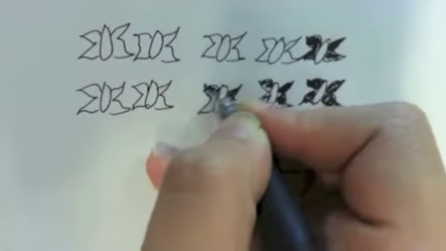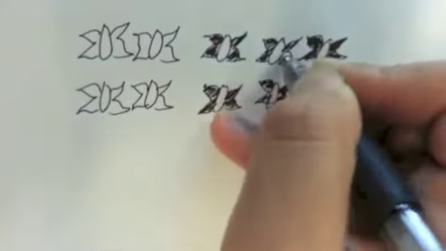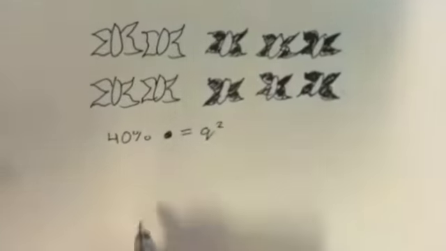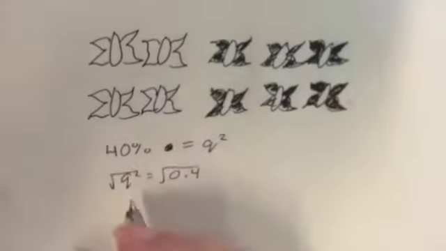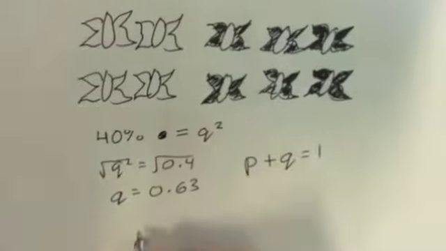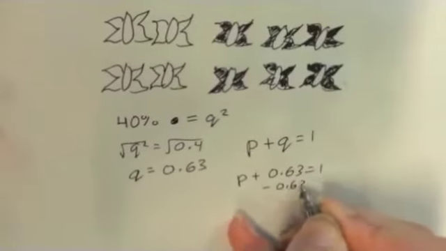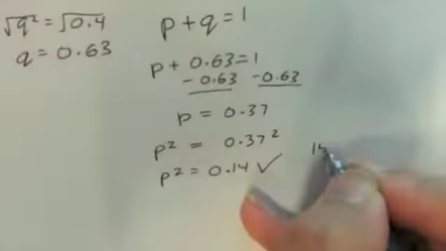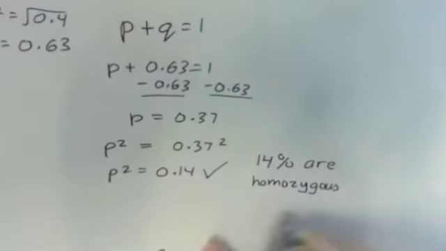So what we have to do is that we're given the Q, which is the recessive allele. So we're given the Q squared, my bad. And so to find Q, we have to find the square root, which is 0.63, and then we have to find P by subtracting it from 1, and we find that P is 0.37, and then we square it to find that it's 14%, which is the homozygous dominant.